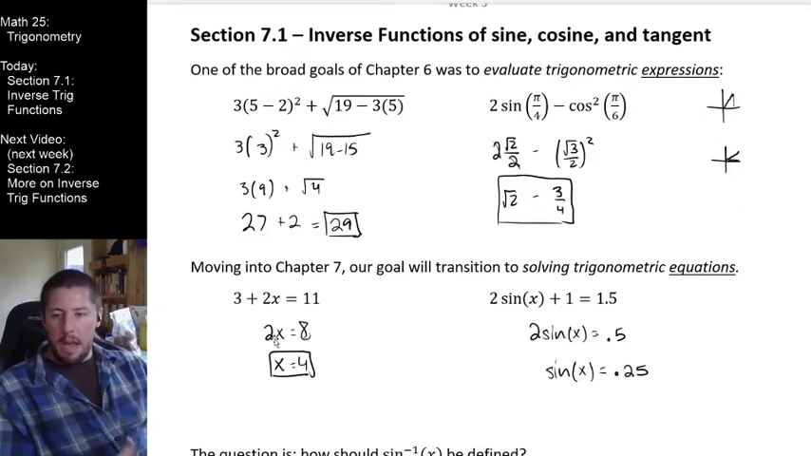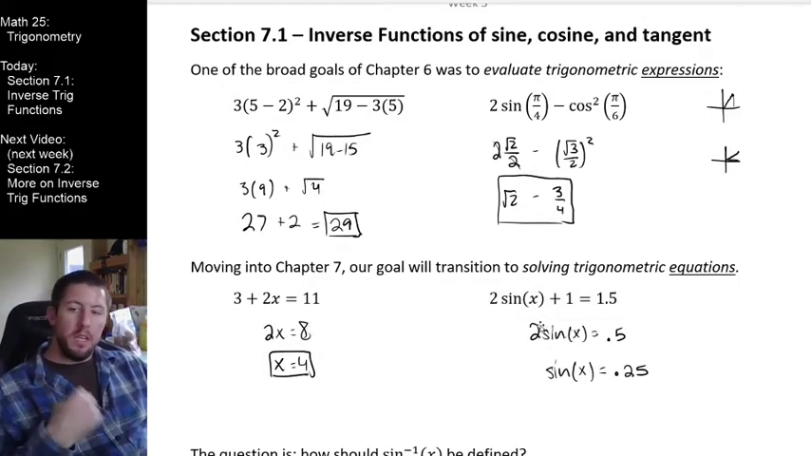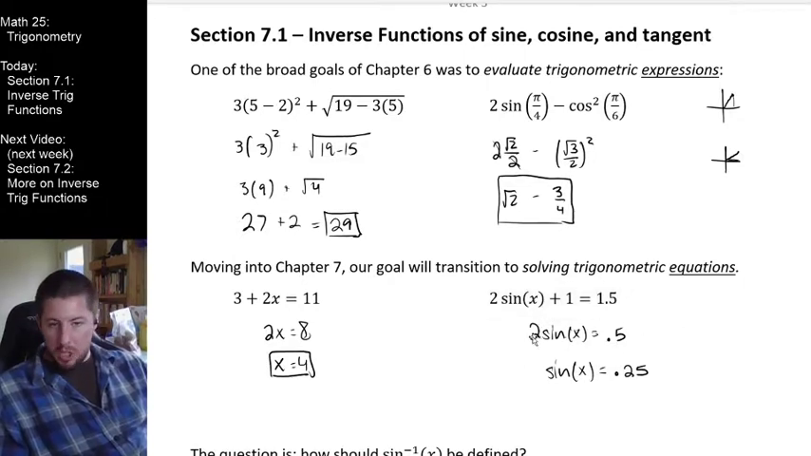I used the inverse operation of division by 2 to eliminate the 2 from this side, but I had to divide the other side by 2 as well. Same thing over here. We had addition of 1 as an operation. The inverse operation is subtraction of 1. That's what I performed on both sides. We had a multiplication by 2. I performed the inverse operation of division by 2 on both sides to eliminate that.